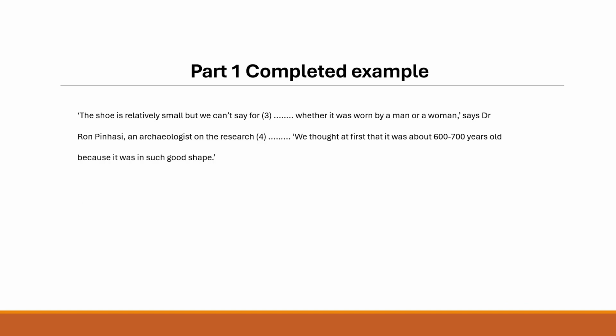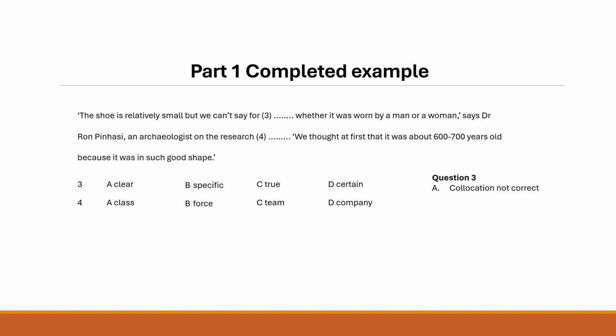If we move on to the next 2 examples, 3 and 4, and these are the options for these. So let's examine each of these possible options. So in question 3, the collocation for A is not correct. We don't use say for true. We also have the same problem with B. Say for specific is not a collocation in English. And C has the same problem. Say for true is not a collocation. And D is a correct answer because the collocation is say for certain.